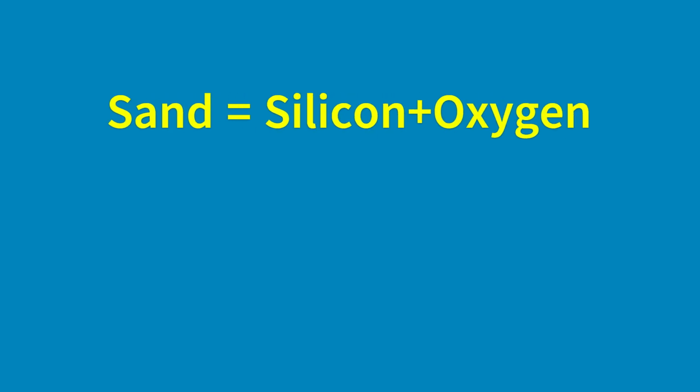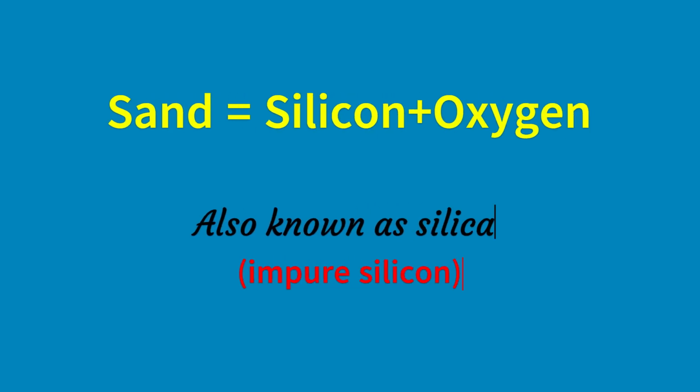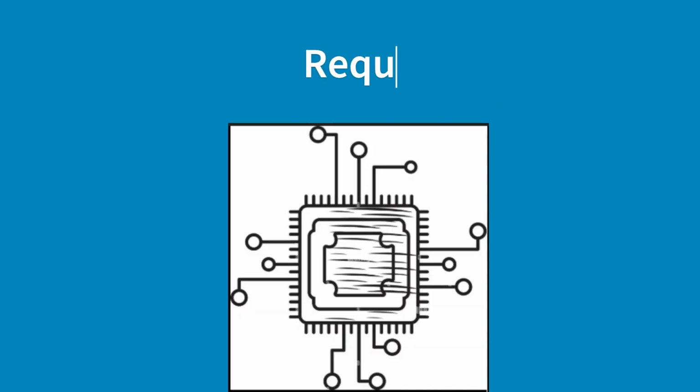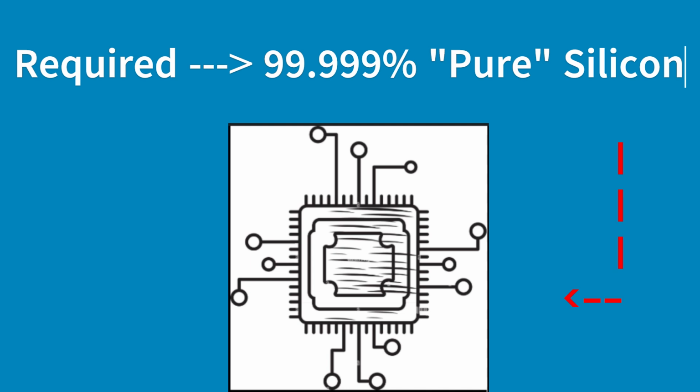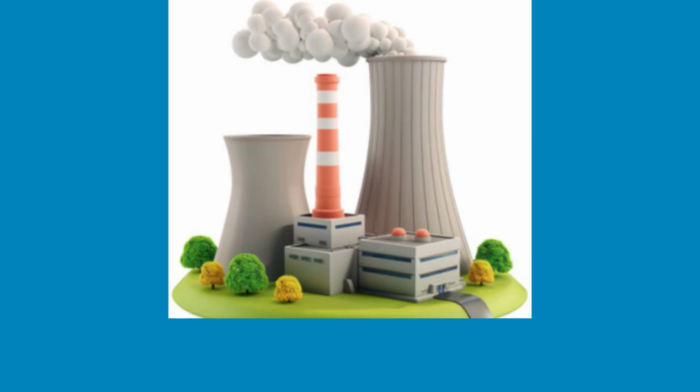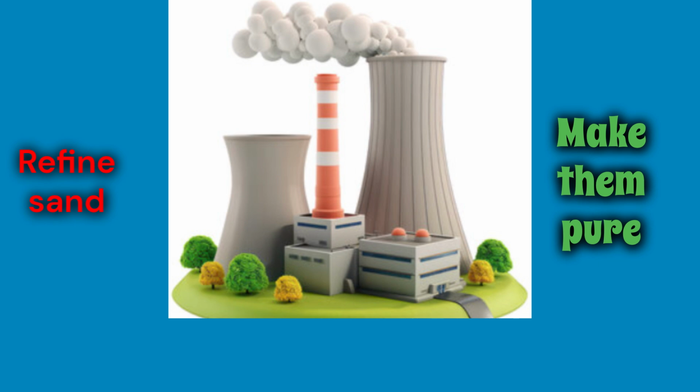So basically, sand in the playground is a mixture of two elements, silicon and oxygen, also known as silica, which is impure silicon. We require 99.999% pure silicon to make a computer chip. So for this, the silicon factories refine sand and make it as pure as possible, close to 99.999%.